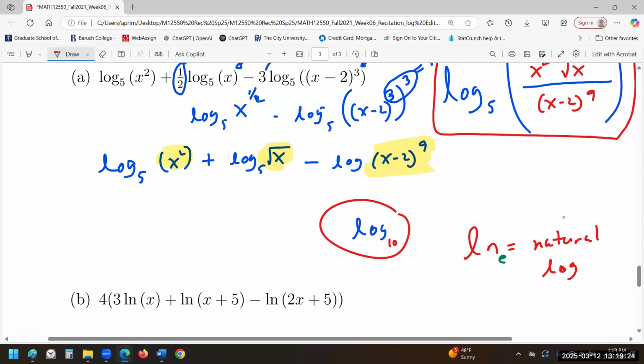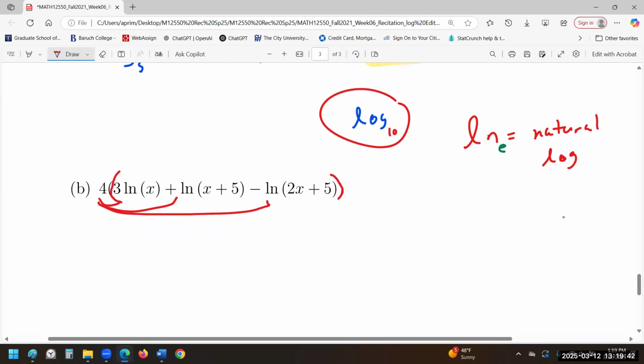Why did you write them wrong? Because this 4 belongs to everything. So we have a big parenthesis here, and you distribute the 4. 4 times 3, 4 to the second one, 4 to the third one. So the denominator also has a 4 power.